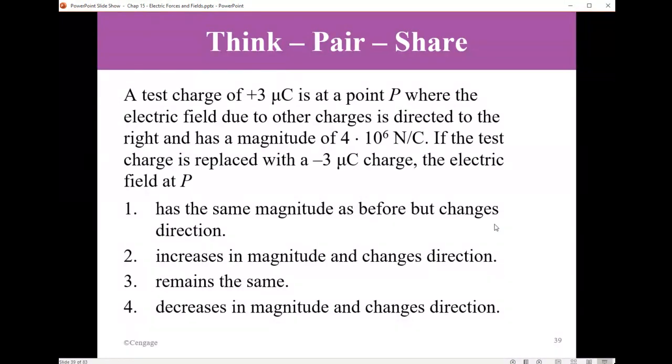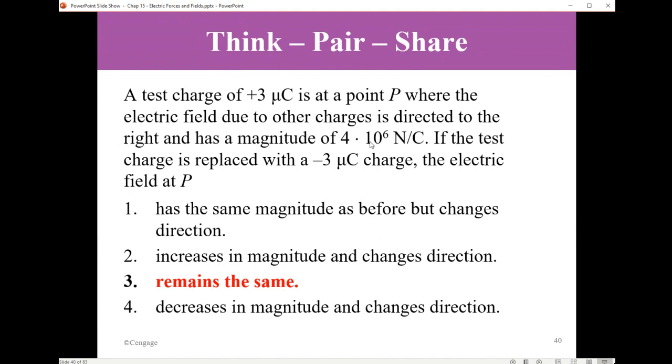I want you to think further, deeper. The field doesn't care about the charge. Whether it is a plus, whether it is a minus, the field is a property of another charge, another system. So the correct answer is that it remains the same. You understand that?